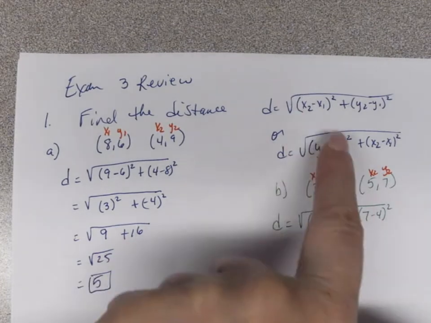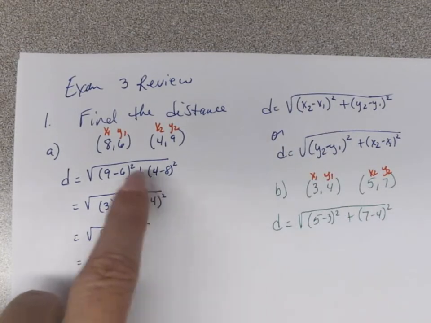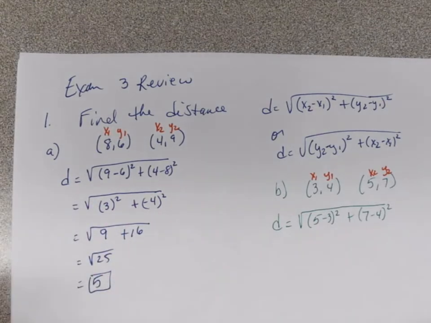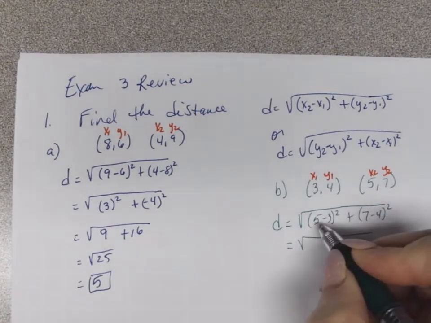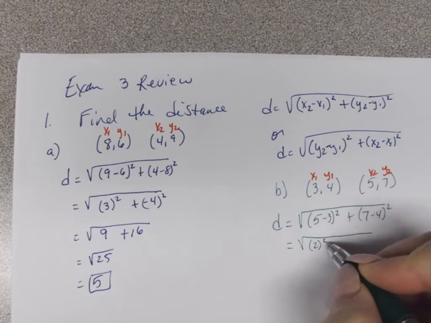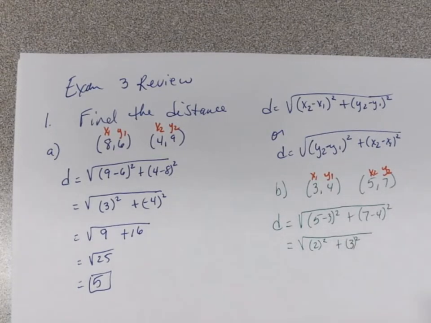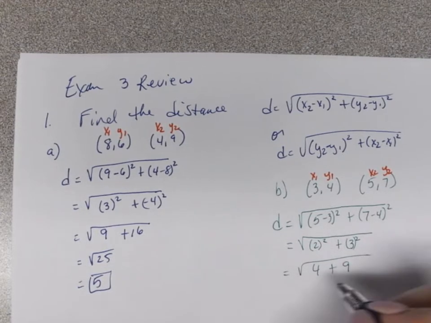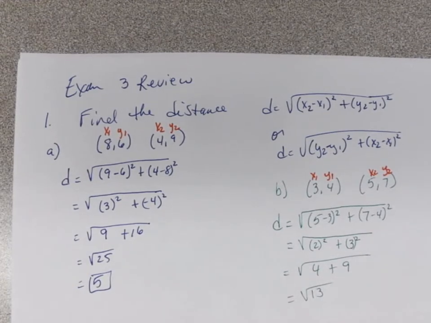What changes in this formula is like we did here, we had 9 plus 16. If we had done the x's first and then the y's, we'd have 16 plus 9. So that's where it just doesn't matter, because I know sometimes you guys worry about that. All right, square root. 5 minus 3 is 2 squared. 7 minus 4 would be 3 squared. 2 squared is 4, plus 3 squared is 9. 4 plus 9 gets us 13, and we're just going to leave it at that. So the square root of 13.